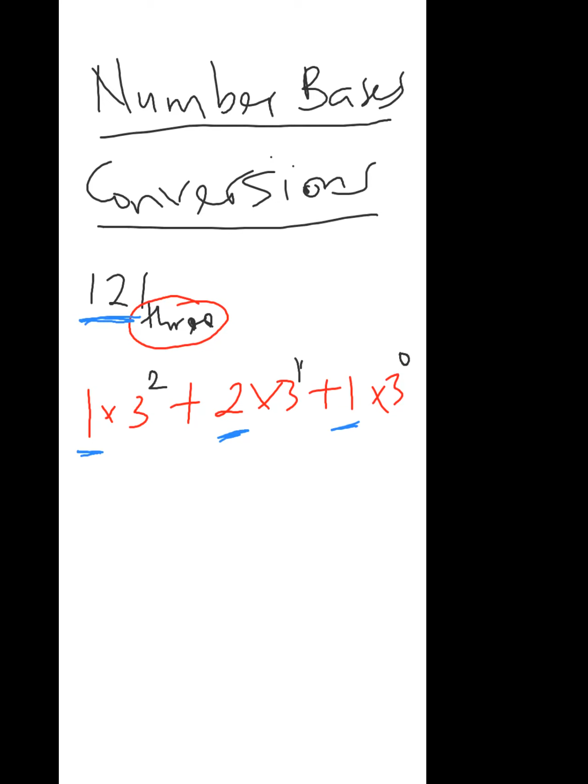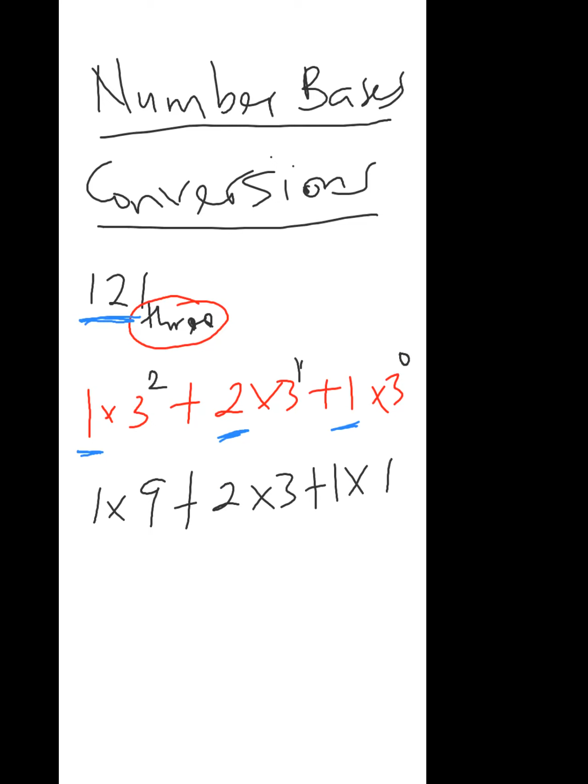The next thing is to evaluate each of these numbers you are going to have. And by that evaluation, of course, I'm going to have 1 times 3 raised to power 2 will give me 9. That plus 2 times 3 raised to power 1 will give me 3, of course. And then plus 1 times 3 raised to power 0. Anything raised to power 0 is always 1.